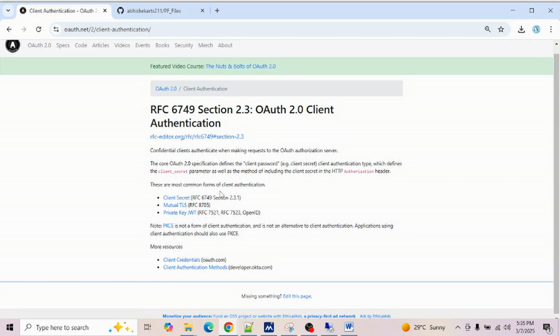There is a note mentioned here that PKCE is not a form of client authentication. Proof Key for Code Exchange is not a form of client authentication and is not an alternative to client authentication. Applications using client authentication should also use PKCE, but PKCE is not a form of client authentication. That's a note here. Now let's quickly have a look at these three: client secret, mutual TLS, and private key JWT. So let me go to my Word file.